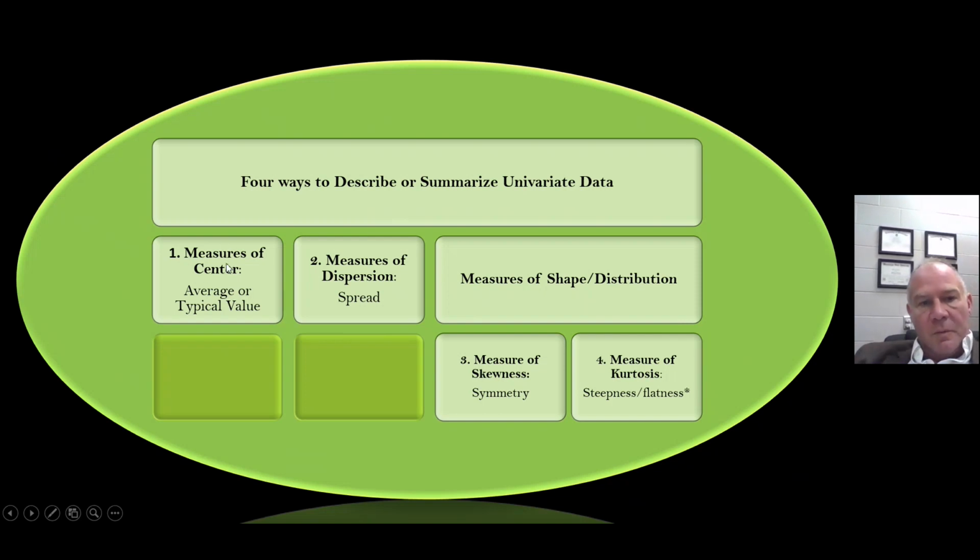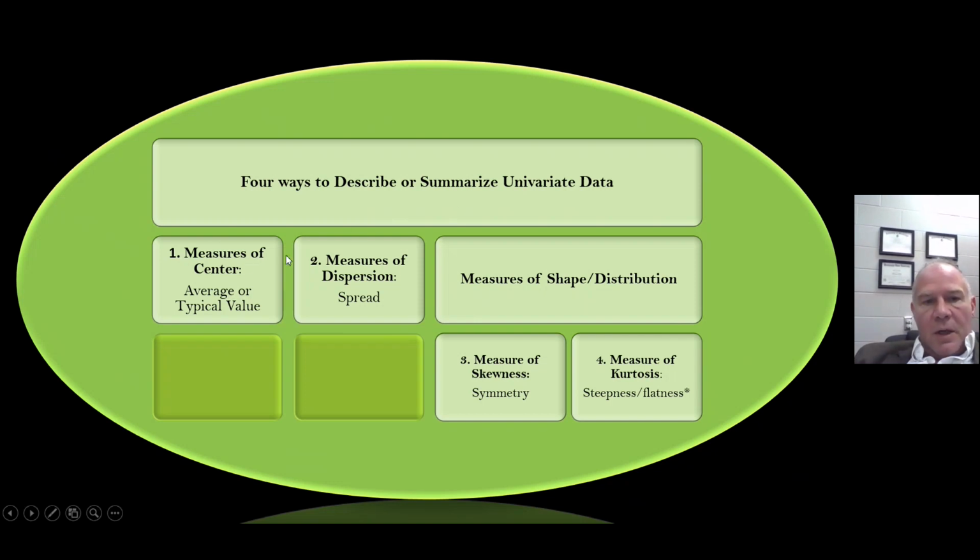And you're probably familiar with the mean. The mean is the most common measure of center, but it's not the only measure of center. Then we have the measures of dispersion, sometimes called the measures of variability. They give us a measure of how spread or varied our data are, typically about the mean, but not always.